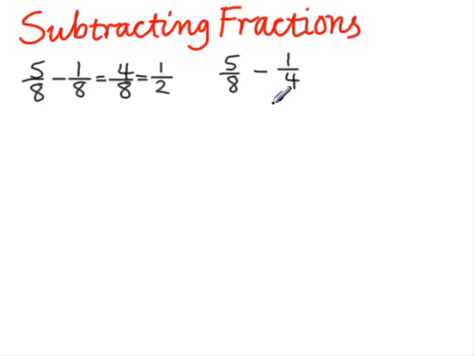And so we can change the 4 into an 8. And when we change the 4 into an 8, the 1 becomes a 2. 1/4 is the same thing as 2/8. And now we can subtract. They both have the same number in the denominator. 5 minus 2 is 3. And our final answer is 3/8.